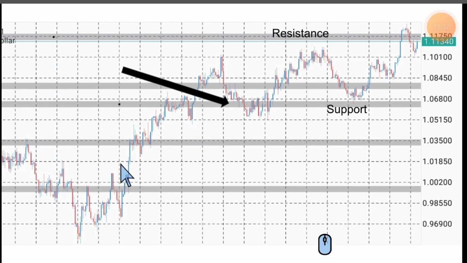Look at it, price is forming higher highs and higher lows. This is an uptrend. Forming this higher high, higher low, higher high, higher low, higher high. You can see what we just discussed, right? So let's move on.